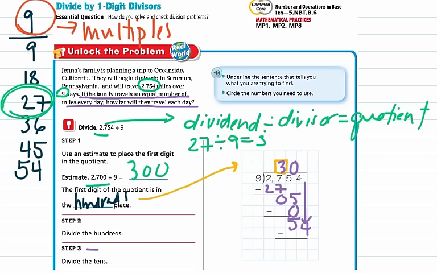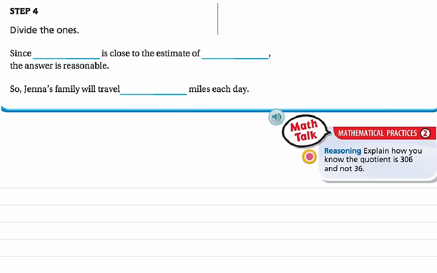So next, we say to ourselves, 54 divided by 9 would give us 6. 6 times 9 is 54. So 54 ones minus 54 ones is 0. And in step 4, we did divide the ones, and we now can check our answers. So since 306 is close to our estimate of 300, the answer is reasonable. So Jenna's family will travel 306 miles each day.